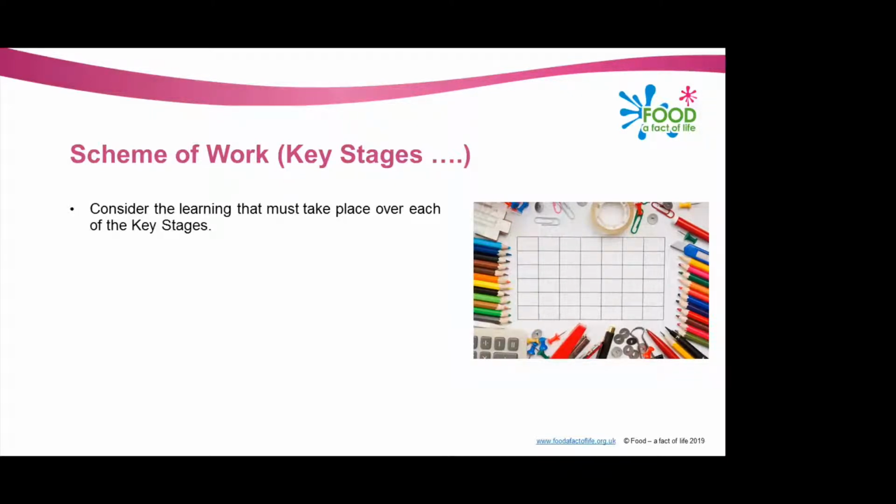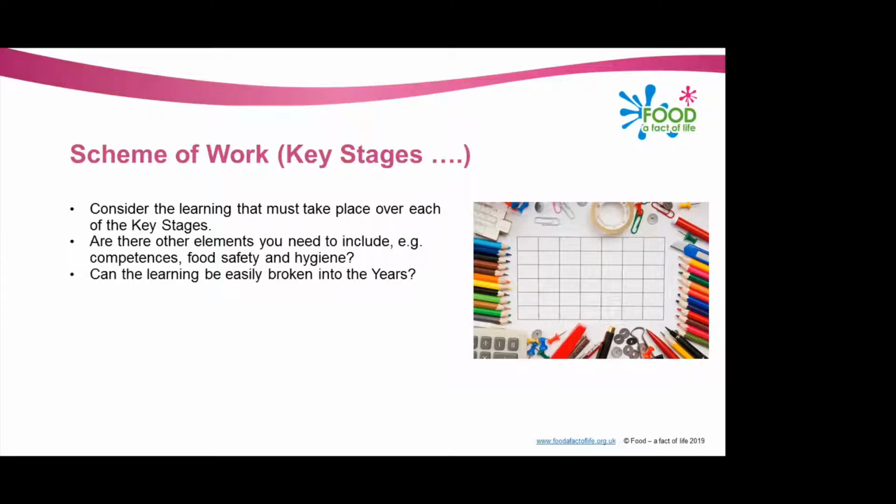So really about what that learning is that must take place over those key stages. So we've got the national curriculum, and we've also got the core food competencies from government that we could also use. What about those other elements that are not explicitly mentioned in the curriculum? I've mentioned food safety and hygiene, and Janet has mentioned food waste, for example. What learning can we easily break down over the years? What actually differentiates each year?